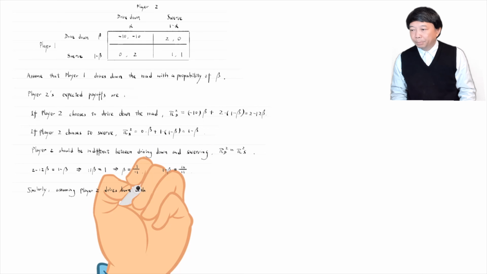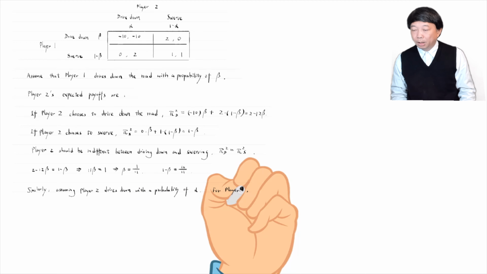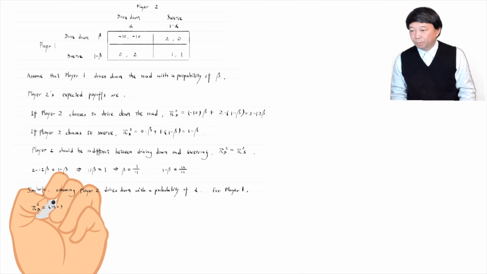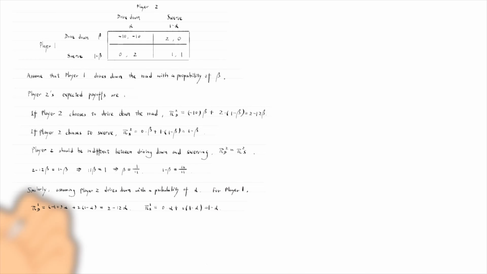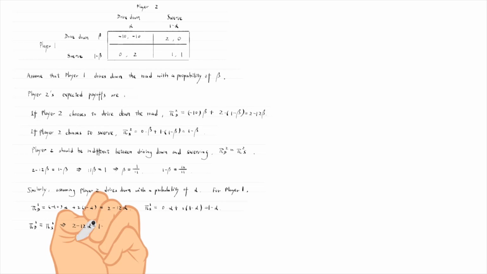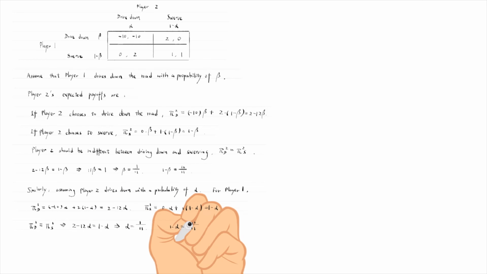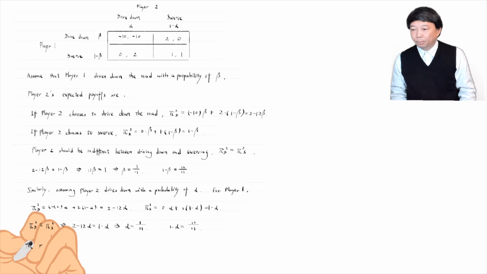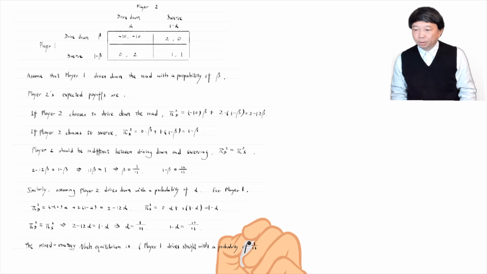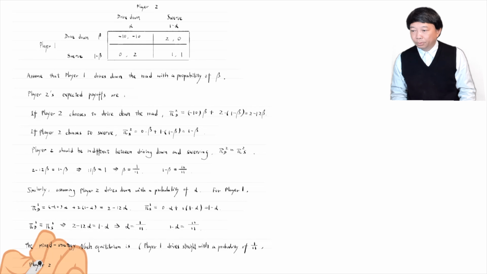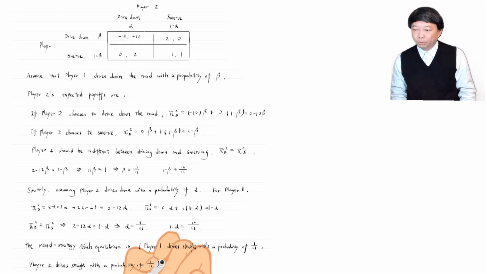Similarly, we can compute alpha, the probability at which player 2 drives straight. It also equals 1/11. The mixed strategy Nash equilibrium is that player 1 drives straight with a probability of 1/11 and swerves with a probability of 10/11. Player 2 drives straight with the same probability.